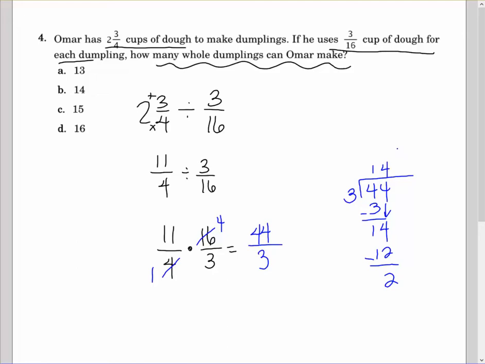So we're going to put 2 up here, and then that 3 that we used as the divisor is going to go as the bottom number. So 14 2/3 dumplings. So you'll see we have choices 13, 14, 15, 16. It may be very tempting to pick choice C, but choice C is not correct. We are not rounding it up. What we have to do is figure out how many whole, complete dumplings he can make, and he cannot make the 15th dumpling. He's got 2/3 of a dumpling there, but it's not a whole dumpling.